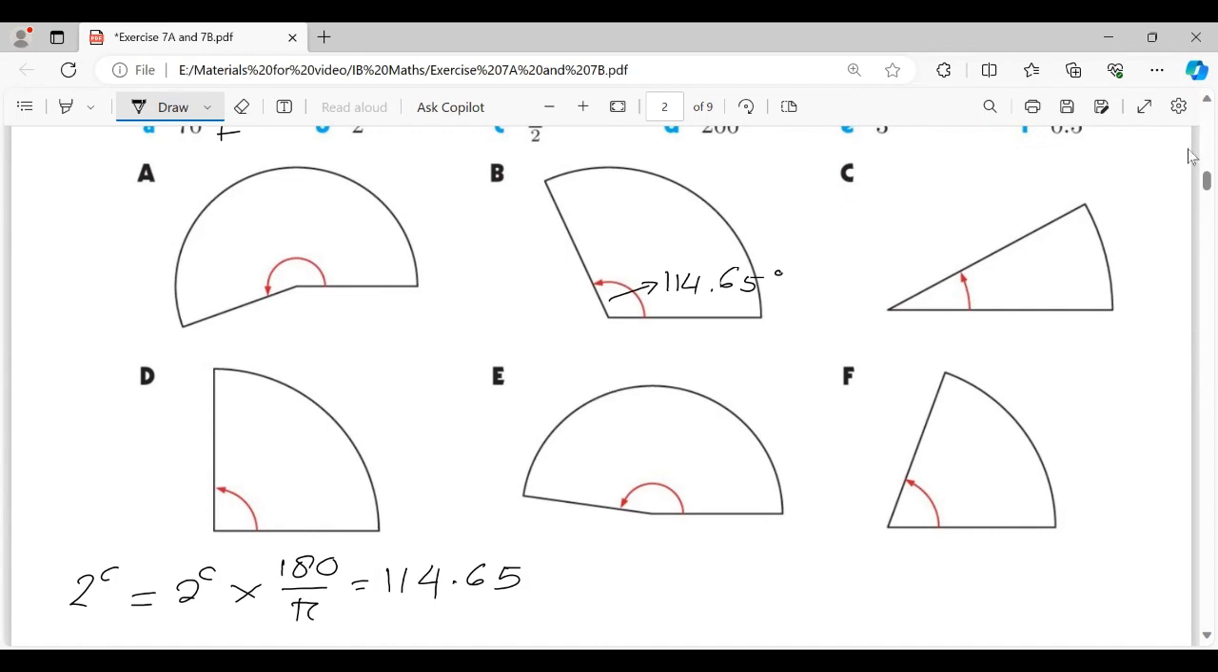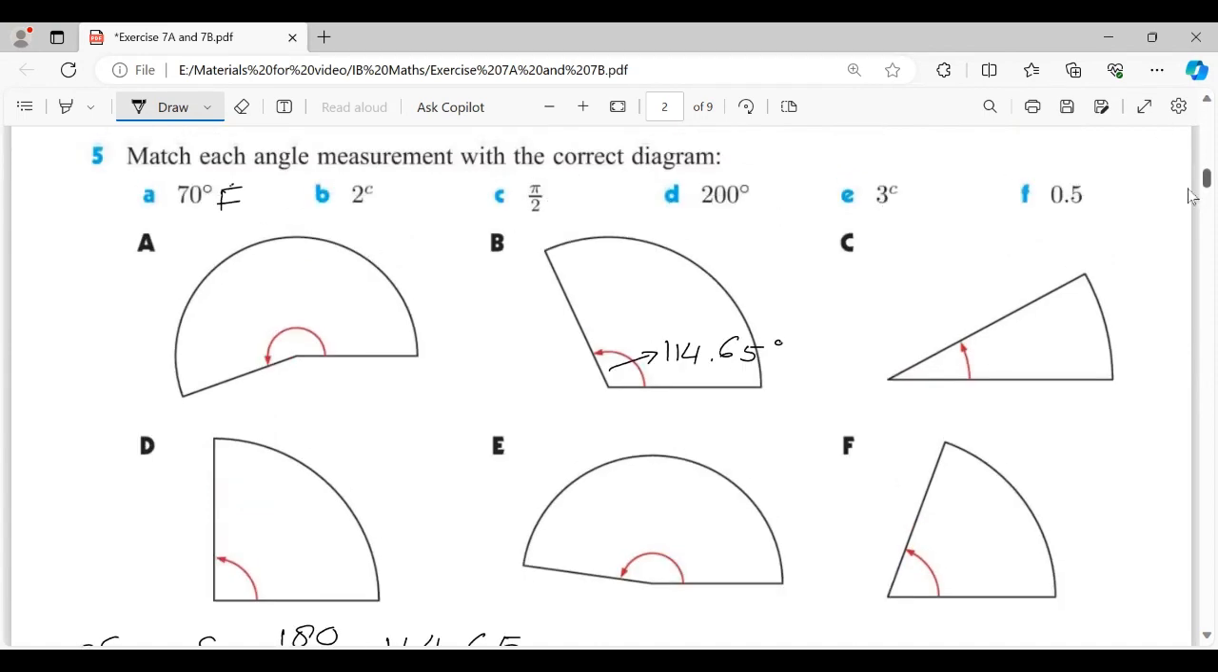And next, after that, pi over 2. Pi over 2 means 180 over 2 equals 90. Okay, 90 degrees is of course D. Right angle. Now, 200 degrees. This one. If you measure with a protractor, this one, 200 degrees.